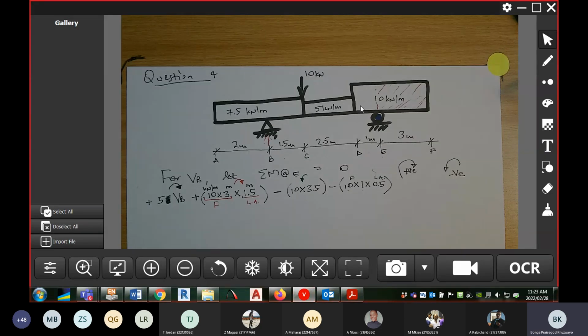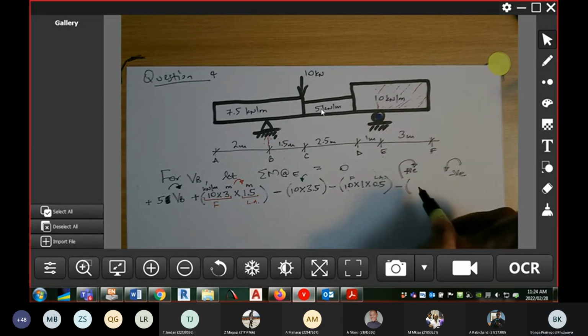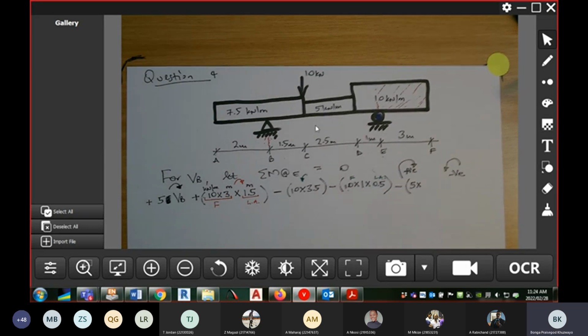Right. So I just need to make sure. So we've done that part. Now I'm going to move on to the 5 kilonewton per meter uniformly distributed load. As far as that load is concerned, this UDL is causing anti-clockwise rotation about node E. So I'm going to give it a minus sign. Then the UDL is 5 over a distance of 2,5.